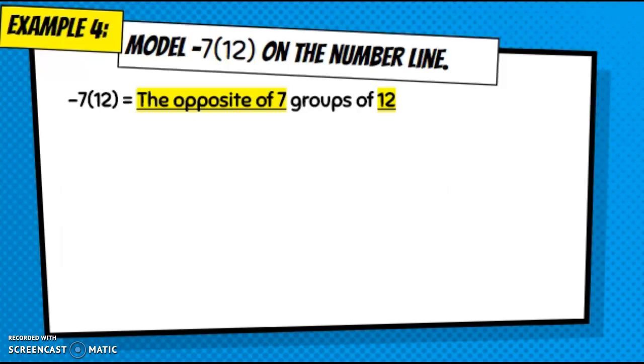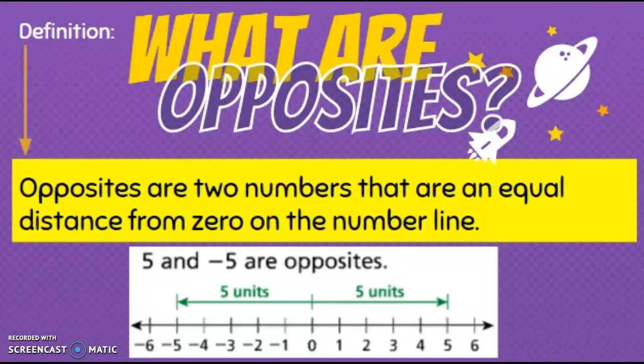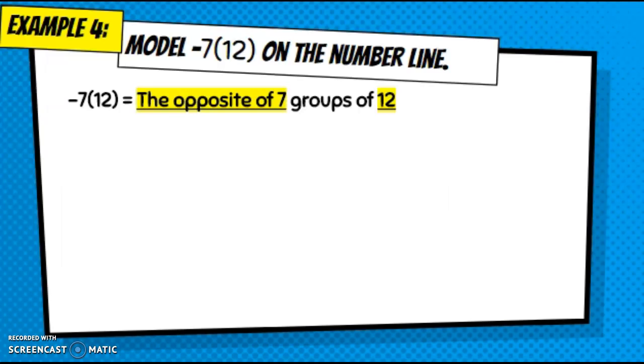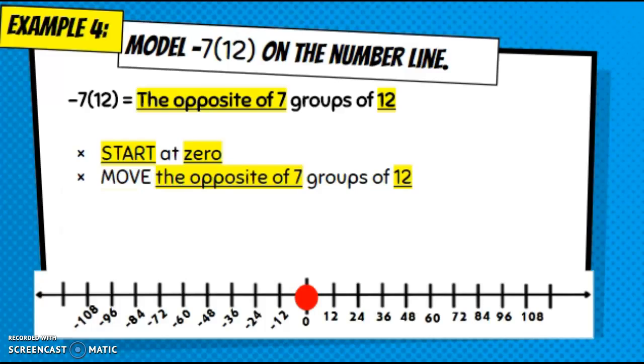Let's look at this problem. Model -7 times 12 on the number line. Remember that another way to say the word negative is opposite. And again, recalling that opposites are numbers that are on opposite sides of 0 on the number line. So -7 times 12 is read the opposite of 7 groups of 12. Well, think about it. If I start at 0 and I have the opposite of 7 groups of 12, that means that each group contains 12. So I set up my number line by 12s, in both directions.